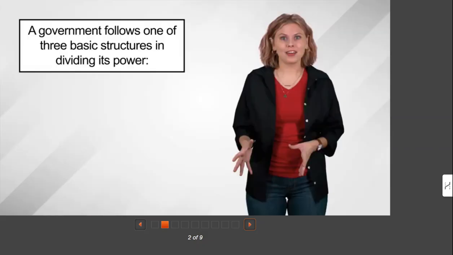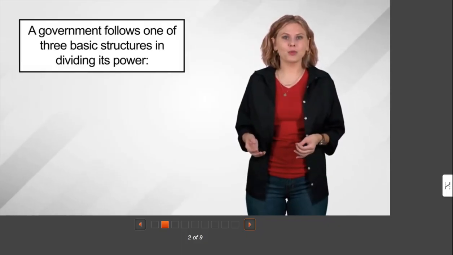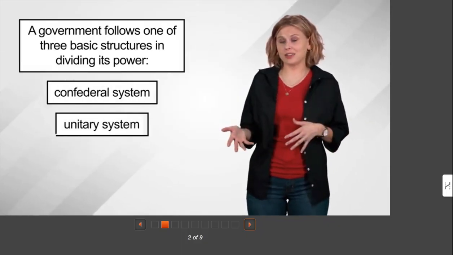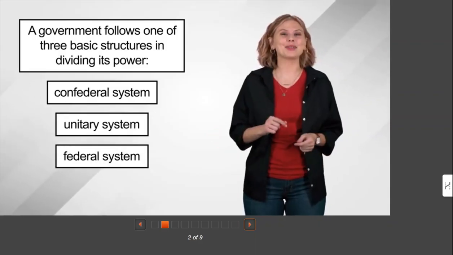You already know that not every country has the same type of government. What are some of the differences? Well, one difference is how governments split up power. Governments tend to divide power using one of three basic structures, either the confederal system, the unitary system, or the federal system. Let's take a look at all three.